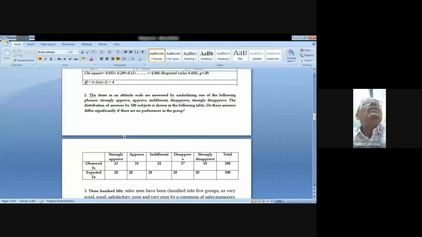And now the distributions of answers by 100 subjects.